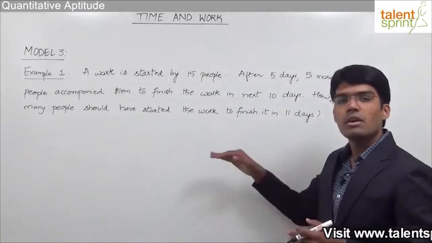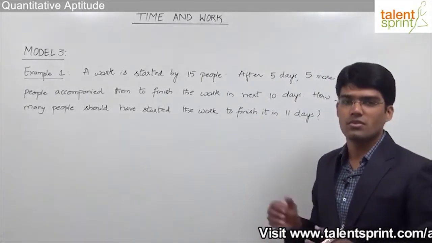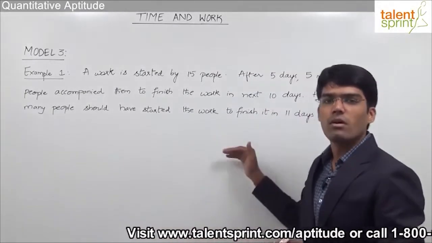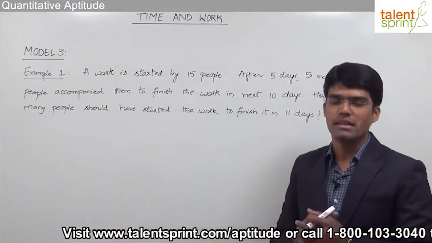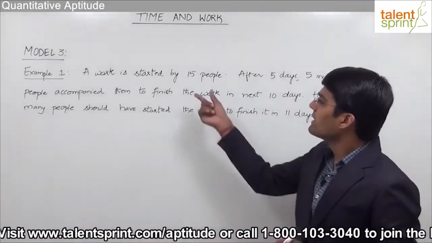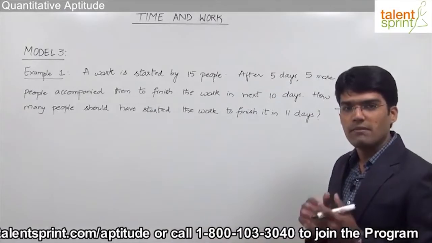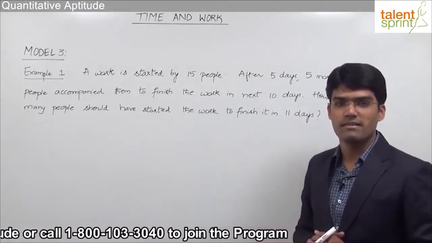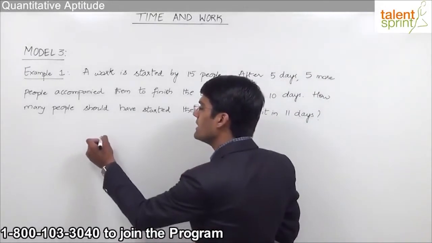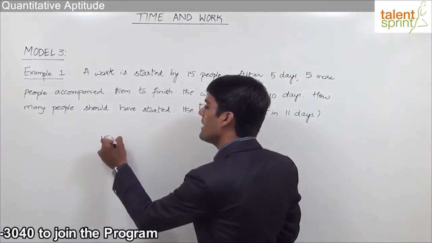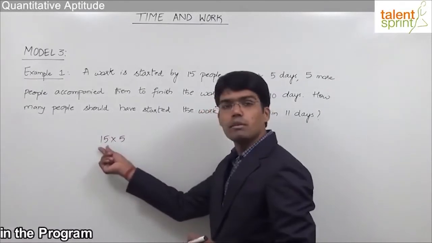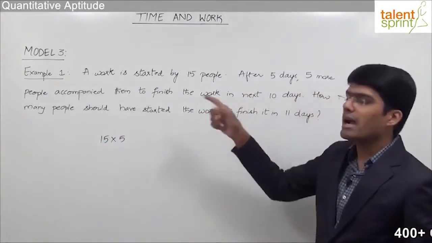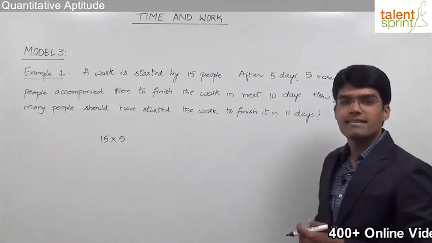So let us see how we can use the concept of men into days to solve this question. The only thing which we need to do here is balance the total work on both the sides in terms of men into days. For example, the work was started by 15 people and we know that they have worked for 5 days. There were no changes for the first 5 days. So we can say that the work done in the first 5 days will be 15 men into 5, 15 people into 5.